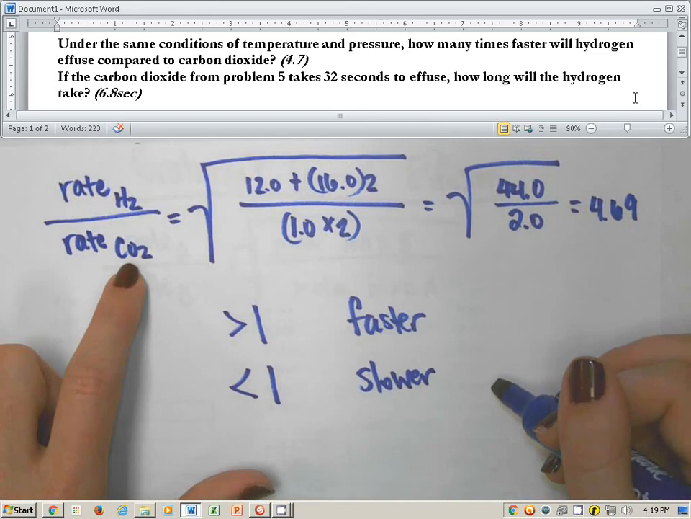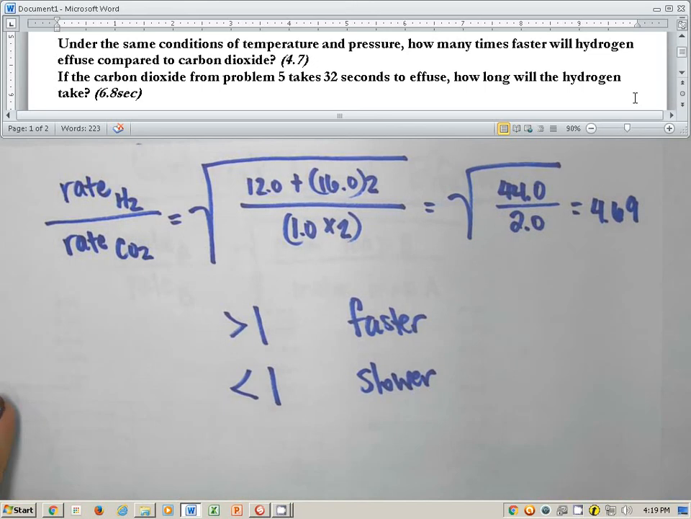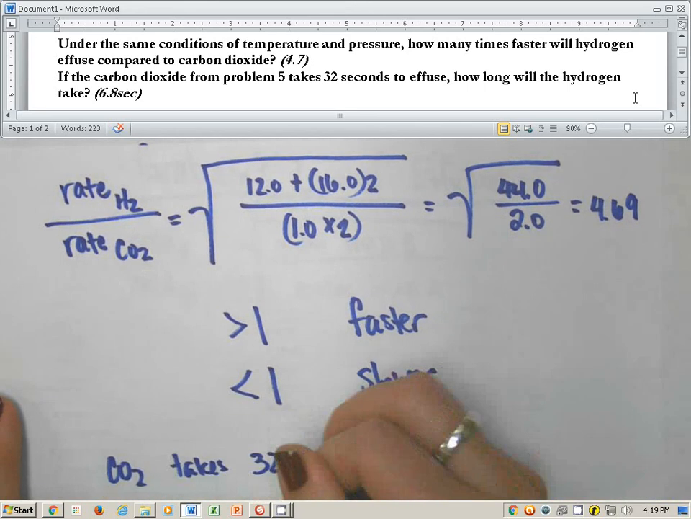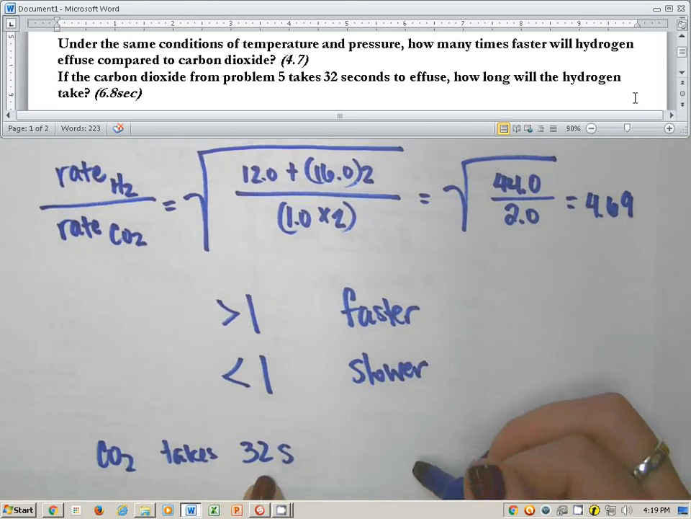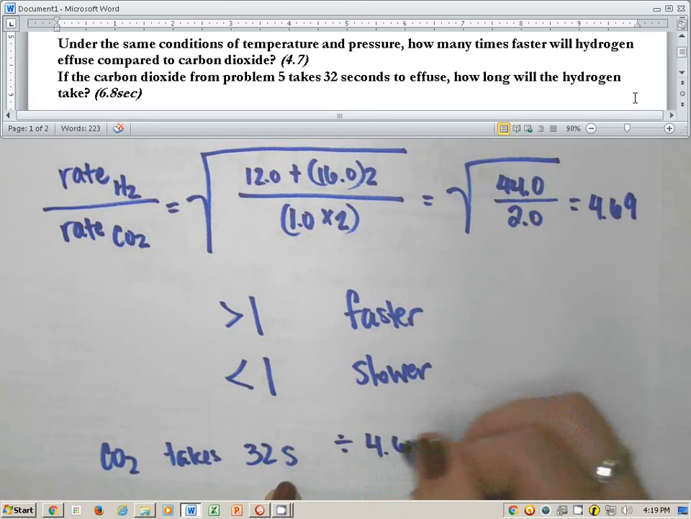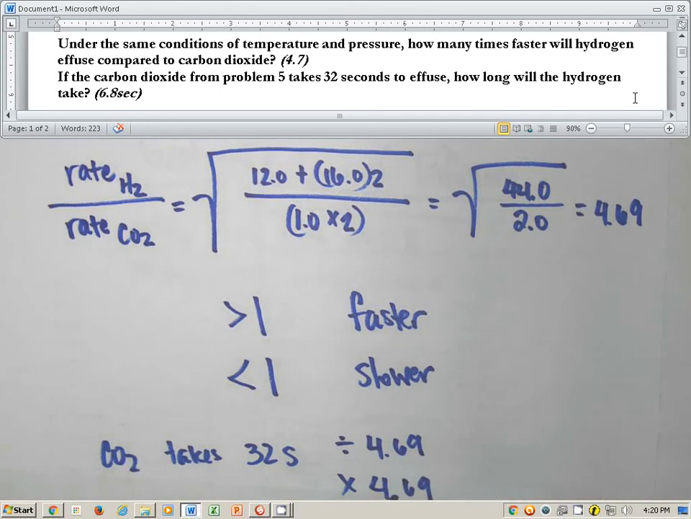So when it's telling me that the carbon dioxide takes 32 seconds, this was my slow one. The hydrogen was faster. So if my slow one takes 32 seconds and it wants to know how long it'll take the hydrogen, I have 2 choices. I can either divide this number by 4.69 or I can multiply it by 4.69. I recommend using a little common sense. If I divide 32 by 4.69, it's going to get smaller. And if I multiply it, it's going to get larger.